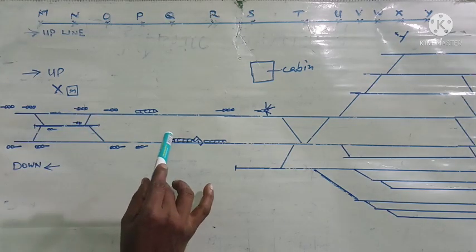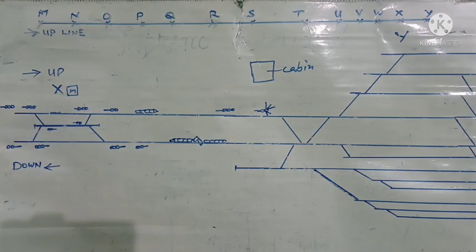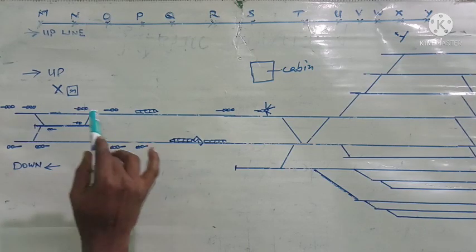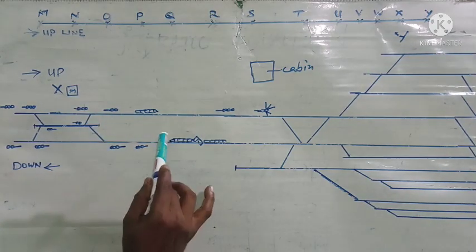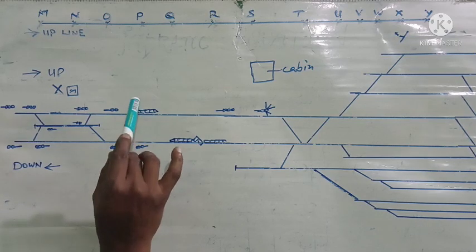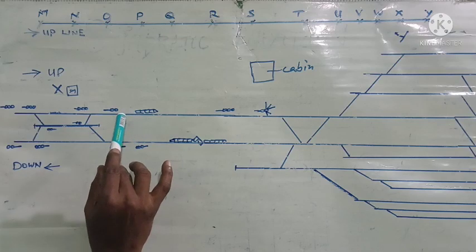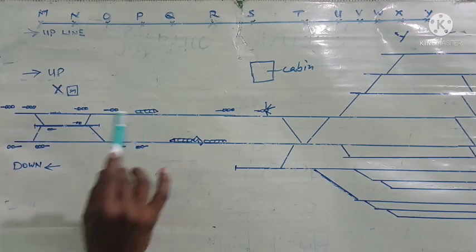Suppose when the ALP is going with the detonators towards this direction, he sees that a train is already coming. In that case, without looking for this 600 meters and all, he will put one detonator here and he will show hand danger signal towards this train, so as to stop it.